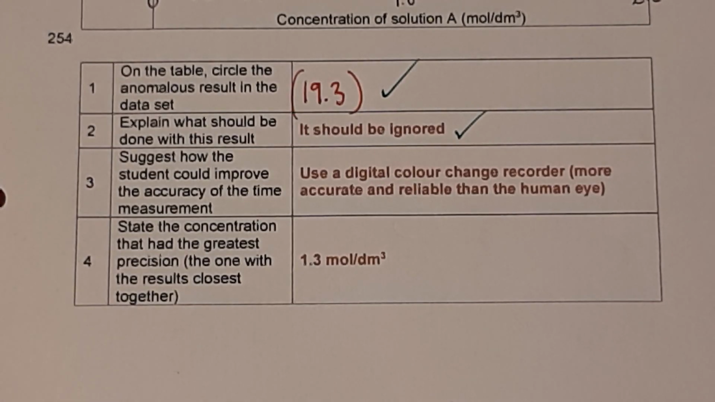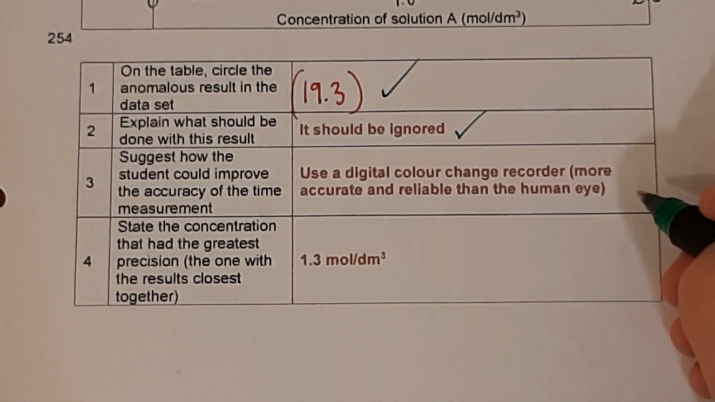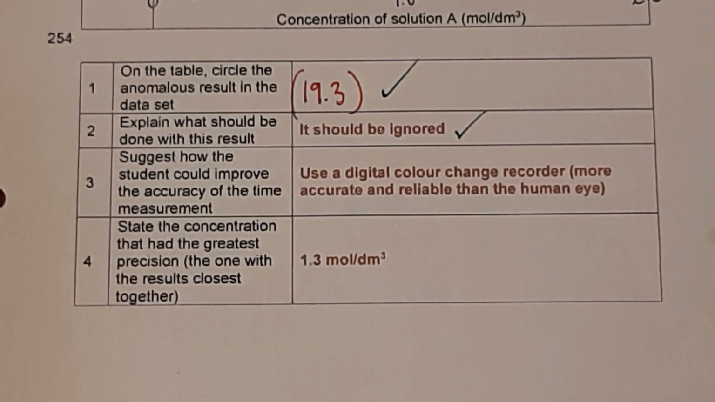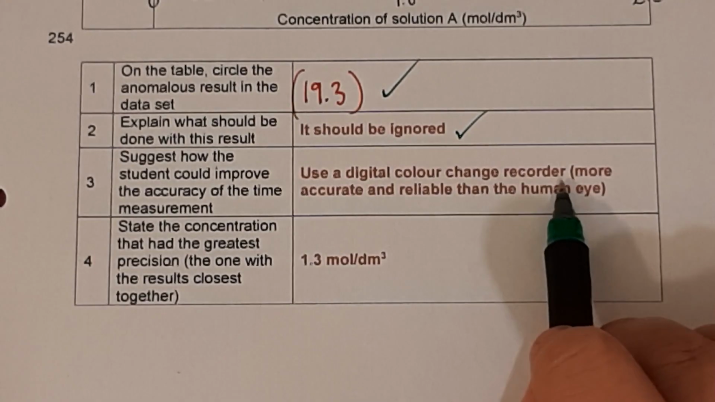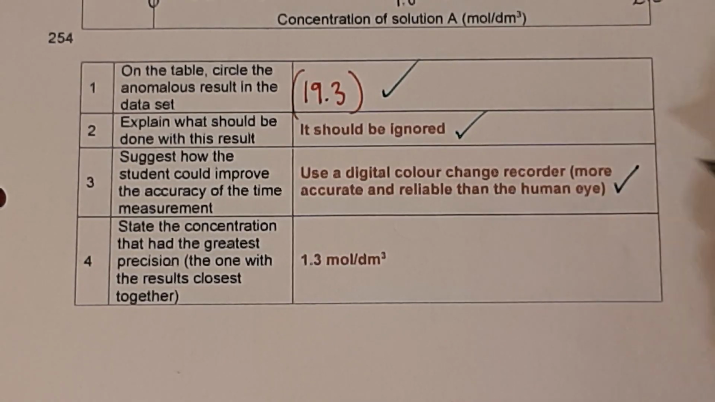Sometimes that's used. It's very difficult to do that though, unless it's a kind of mixture that goes cloudy. For a colour change, that can be tricky. So this is what we tend to talk about using, digital colour change recorders.